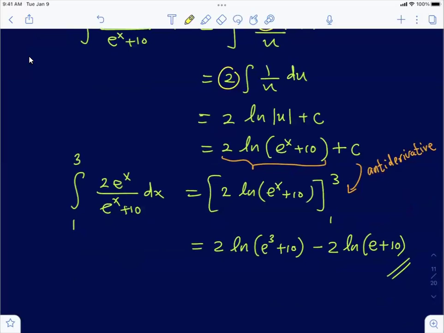There are different varieties that you can produce as the final answer. You can simplify it in different ways, but this is the answer. Simplifications will be just algebra beyond that.